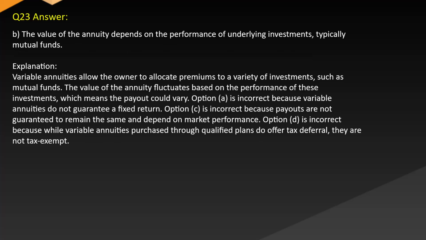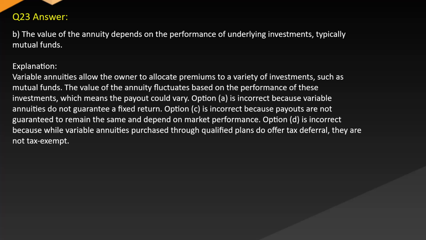Answer. B. The value of the annuity depends on the performance of underlying investments, typically mutual funds. Explanation. Variable annuities allow the owner to allocate premiums to a variety of investments, such as mutual funds. The value of the annuity fluctuates based on the performance of these investments, which means the payout could vary.